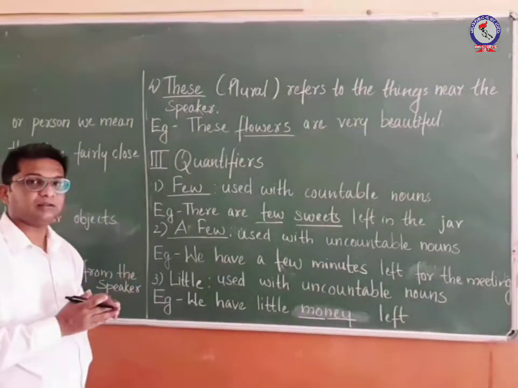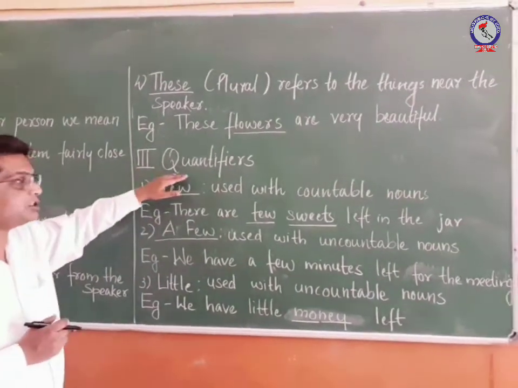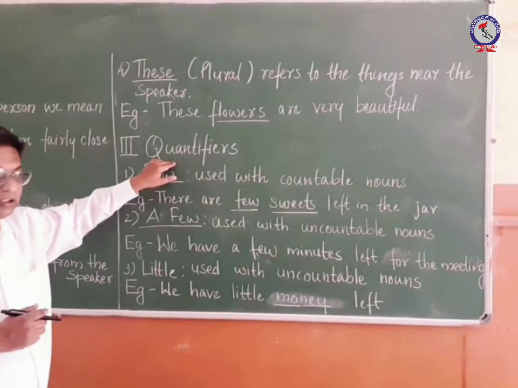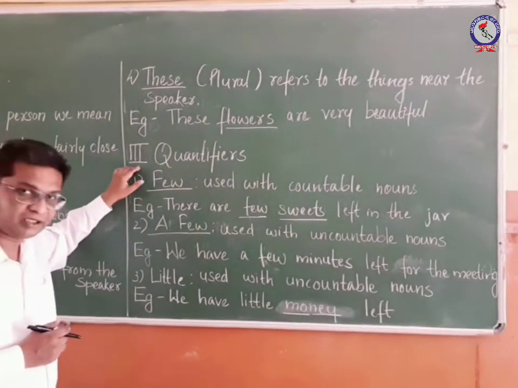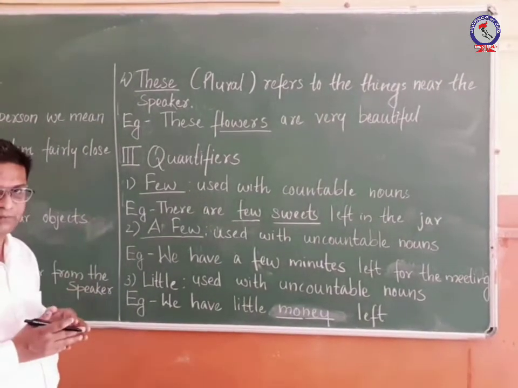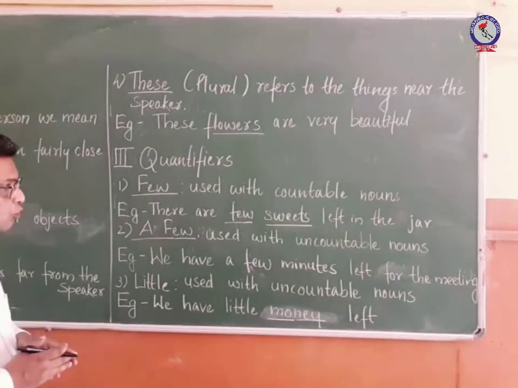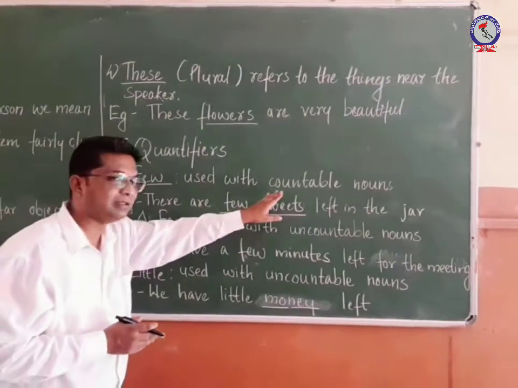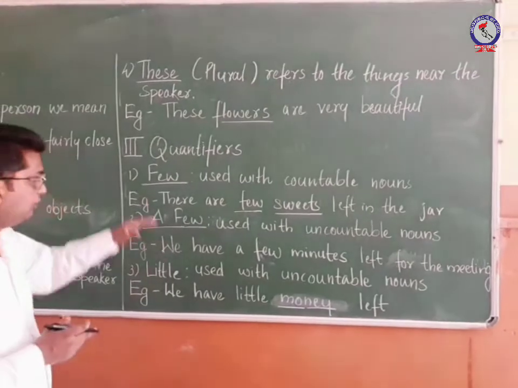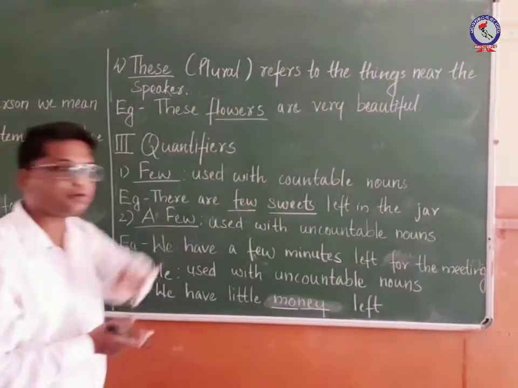Now we will see the third type of demonstratives, quantifiers. The third is the quantifiers. Now here first we have few. We will see the use of few. It is used with countable nouns. When we will use few, it will be used with countable nouns.